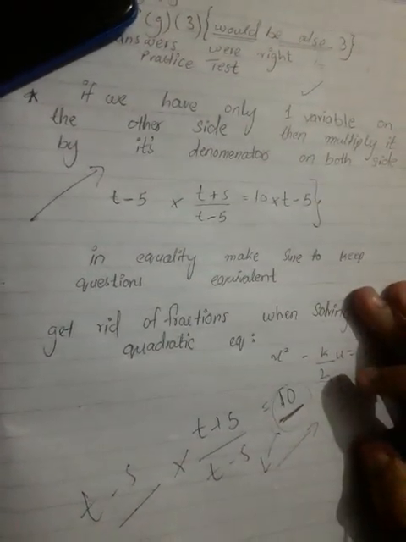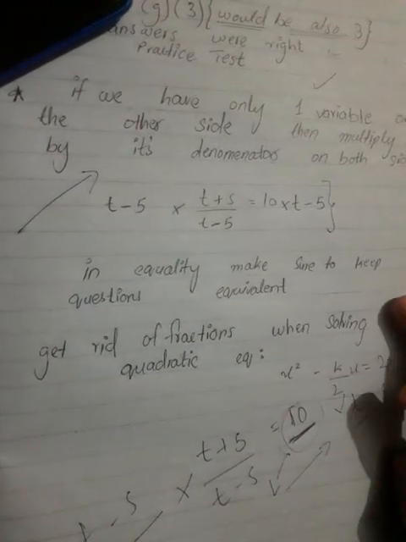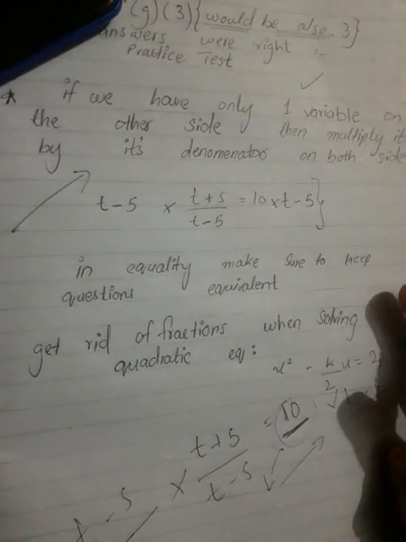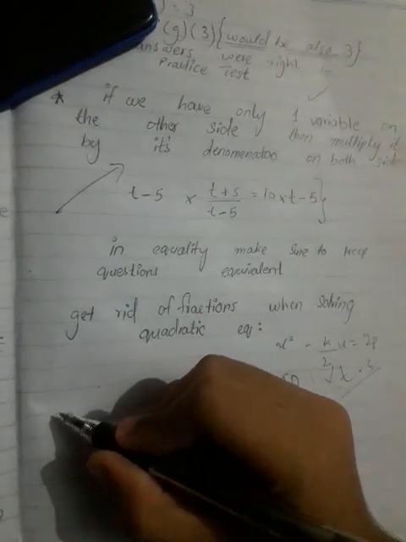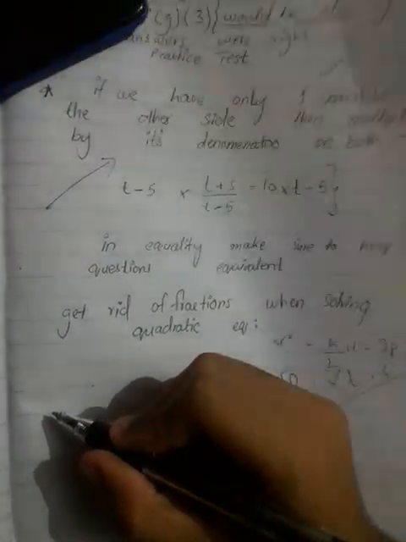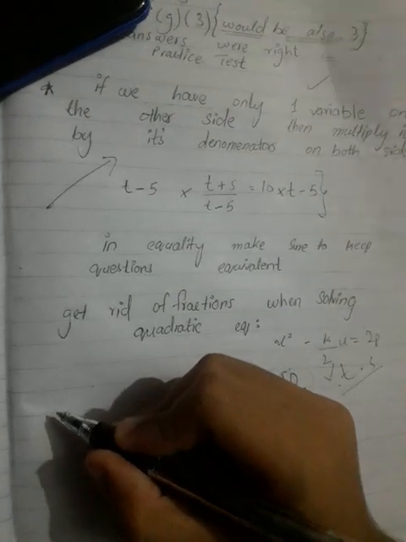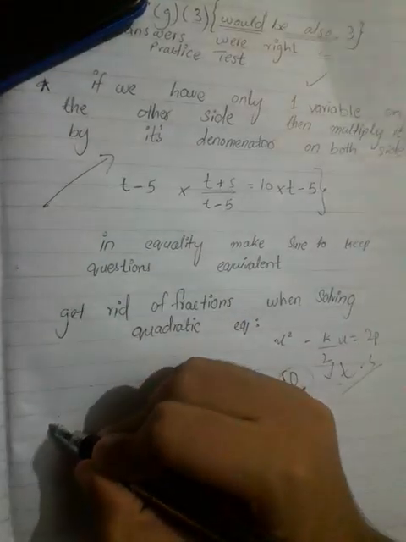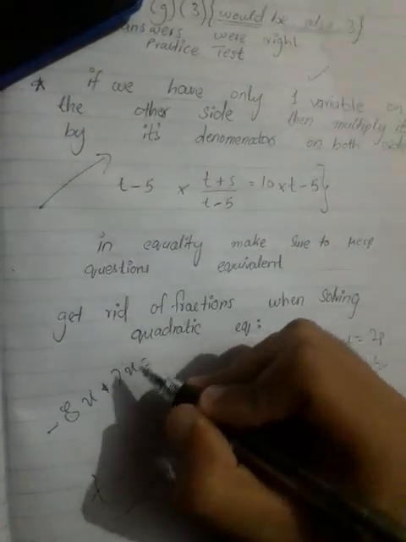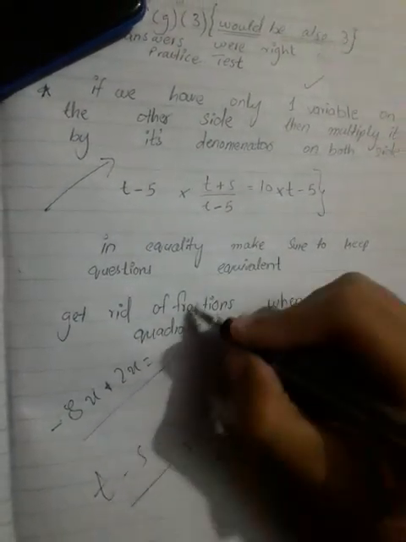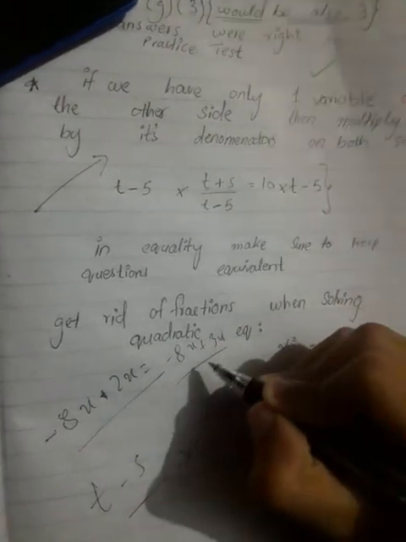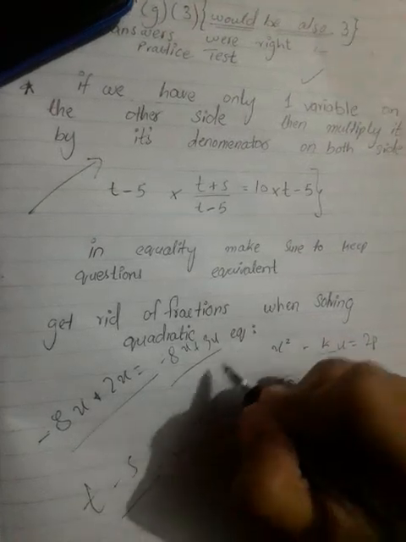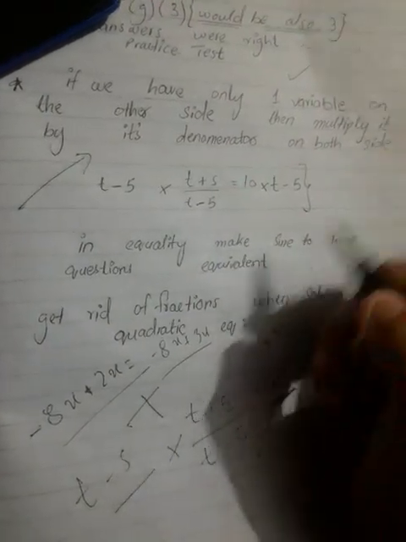Okay, the next tip is, in equality, make sure to keep both sides equivalent. For example, if the equality question is asking that minus 8x plus 2x equals minus 8x plus minus 3x, so you would simply do it like this: minus 8x plus 2x equals, according to the word problem, minus 8x plus 3x. Then you can simply go through it, solve it, simplify it, and have your answer.